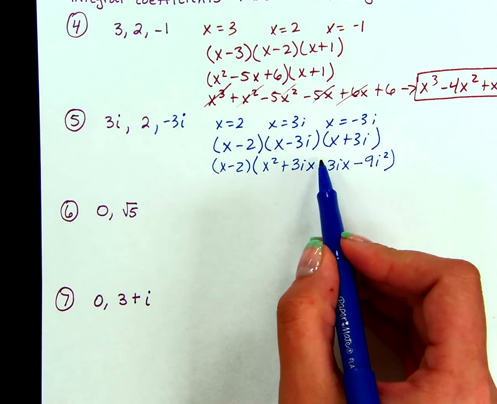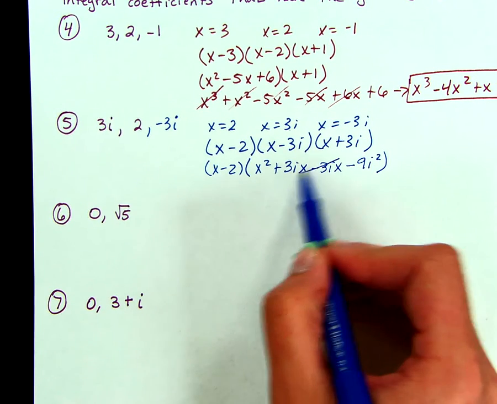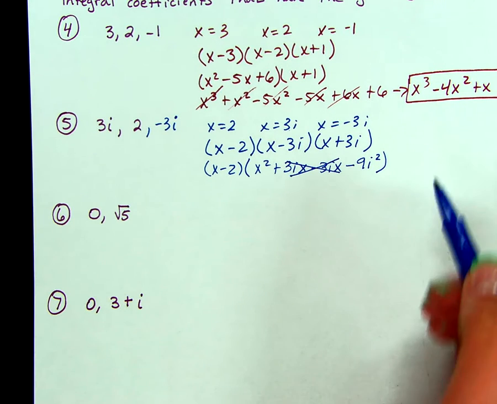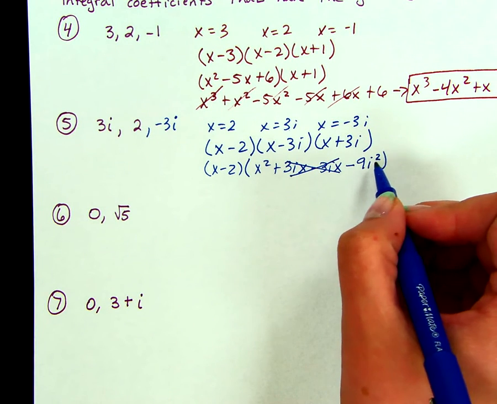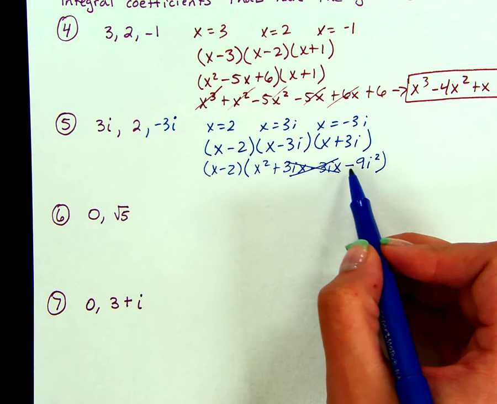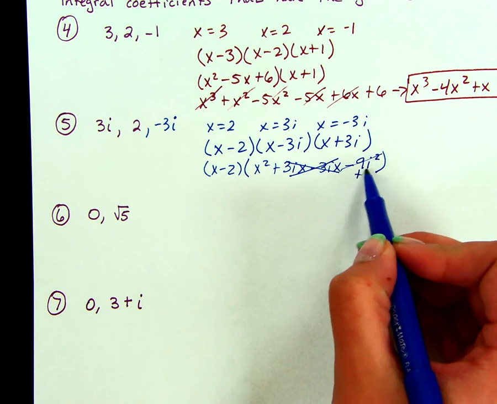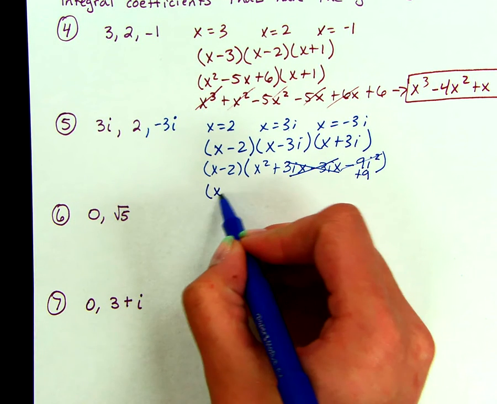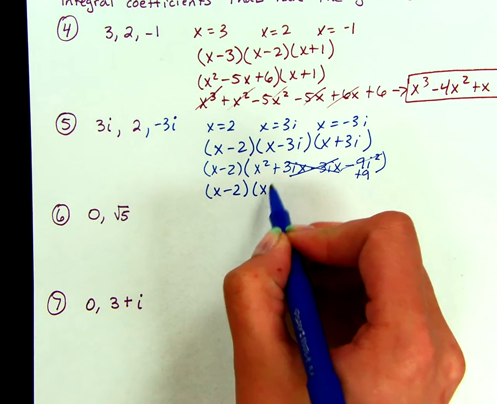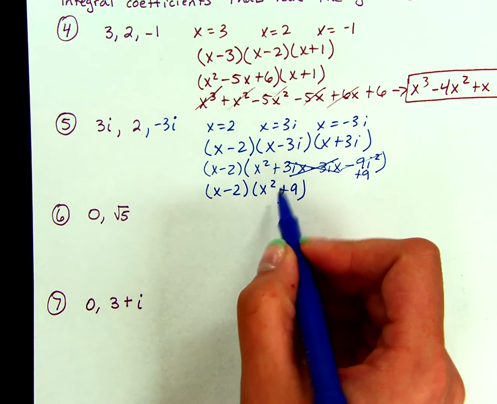So now before we multiply the next group together, we need to simplify. So the middle terms are actually going to cancel out. And then we have to remember that i squared represents a negative 1. So if I substitute negative 1 in, this means negative 9 times negative 1, which is going to change it to be a positive 9. So we're really taking x minus 2 times x squared plus 9.